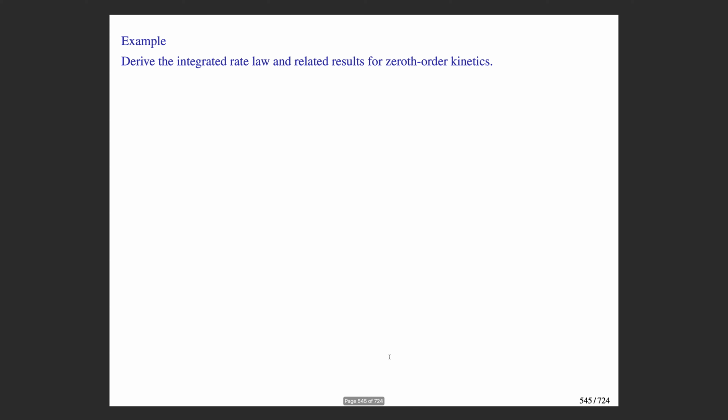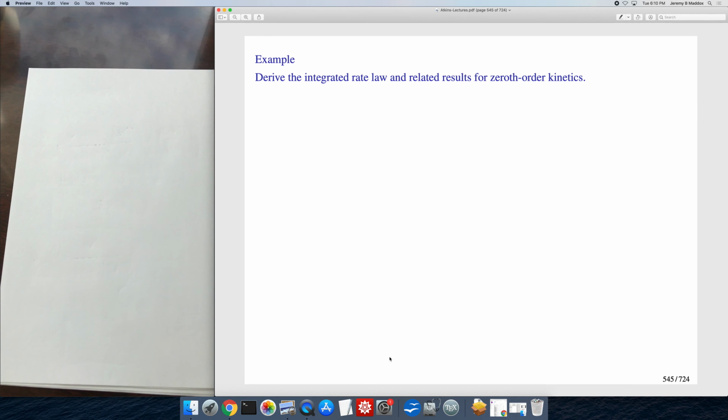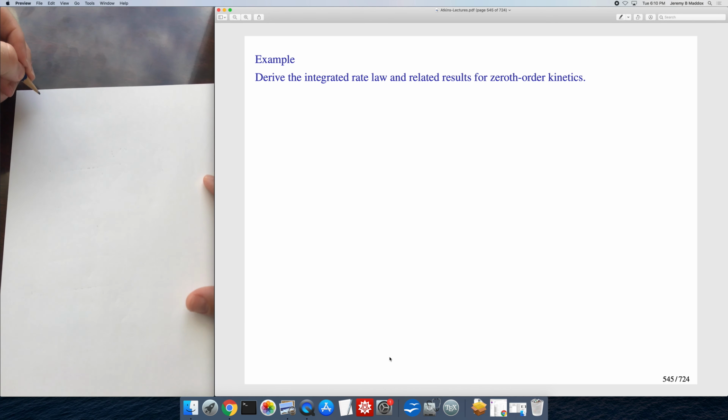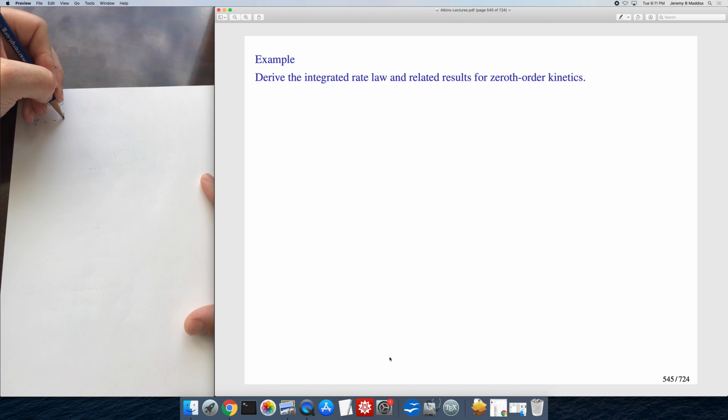So let's get into that, and let's do this for zeroth order kinetics. So we're going to take a reaction of the form like this, where the experimentalist tells us that the rate, which I'm going to write as minus dA/dt, equals Kr times the concentration of A to the 0 power. So this is a zeroth order rate law on the right hand side. And so what we're going to be doing is solving this differential equation for A as a function of time.